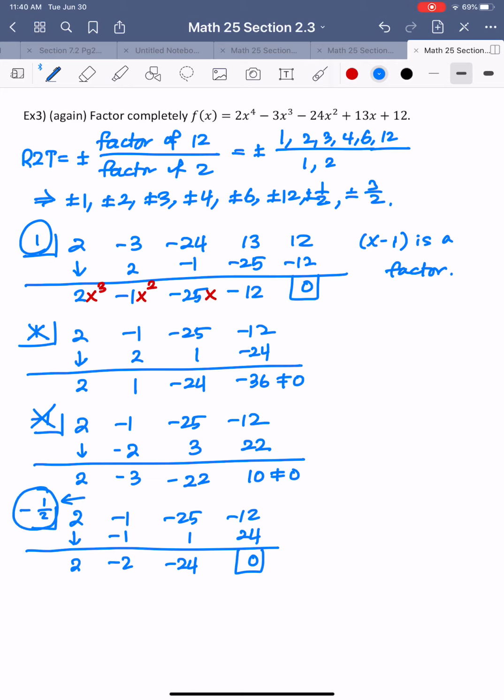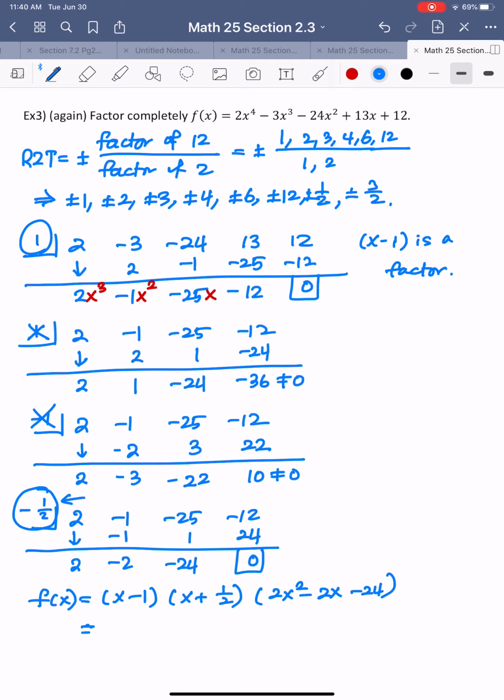So we got 2 zeros so far. Which means now your function is x minus 1, x plus 1/2, and then you got 2x squared minus 2x minus 24. So now we have 2 linear factors and 1 quadratic factor. But this quadratic factor, I think it might still be factorable.